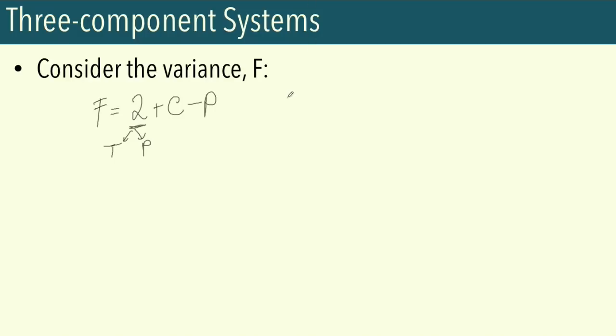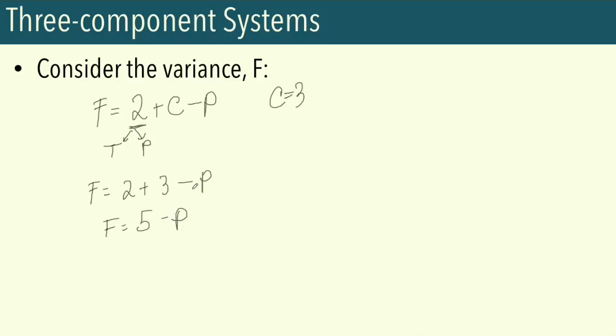Since we have a three-component system, C is equal to 3, so F is going to be equal to 2 plus 3 minus P. In other words, F is equal to 5 minus P. Since we would have at least just one phase, our variance is going to be 4. So we're going to have a lot of variables to take into account.